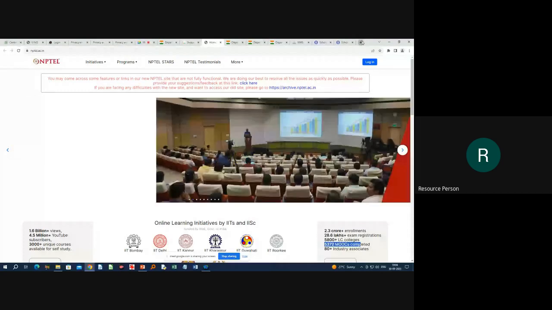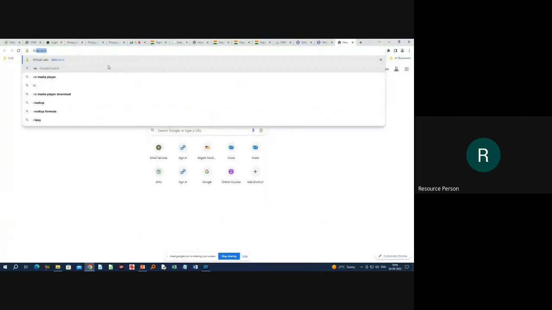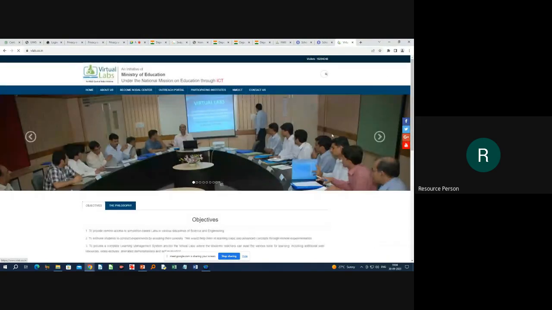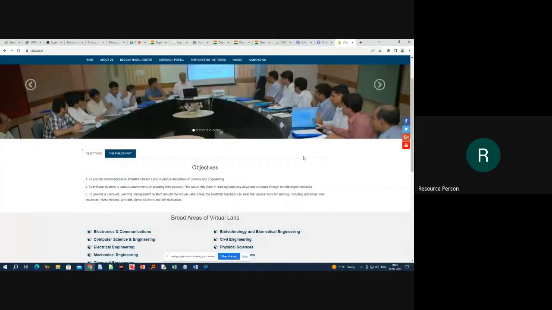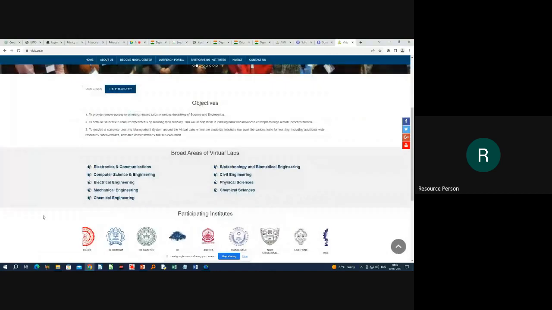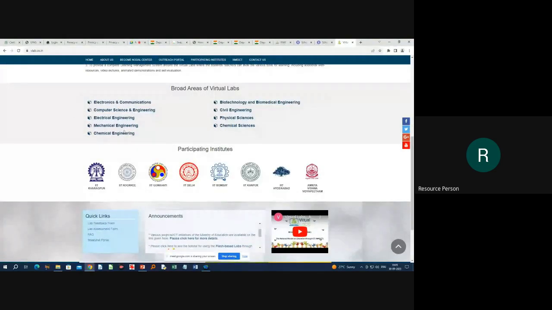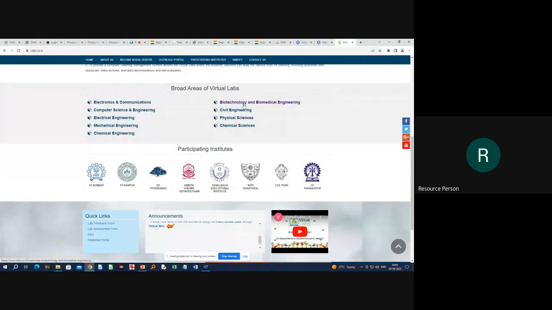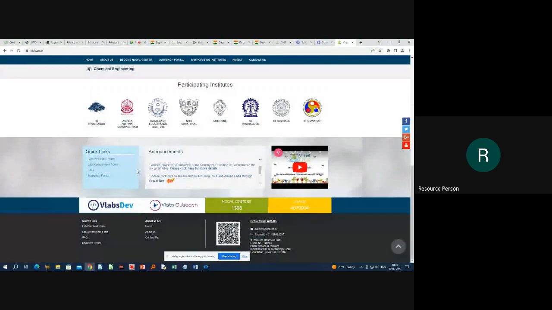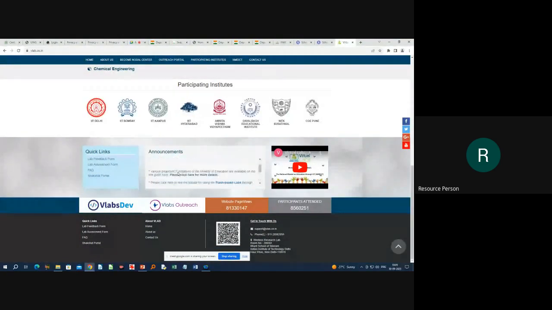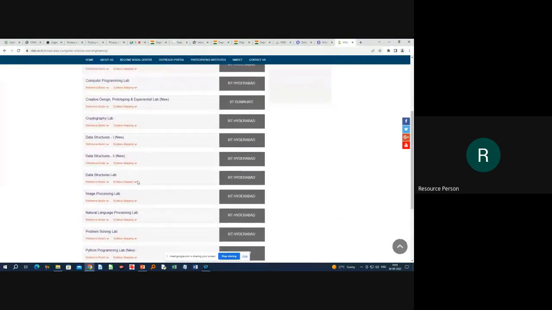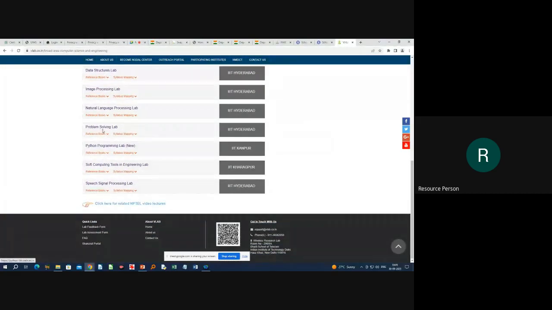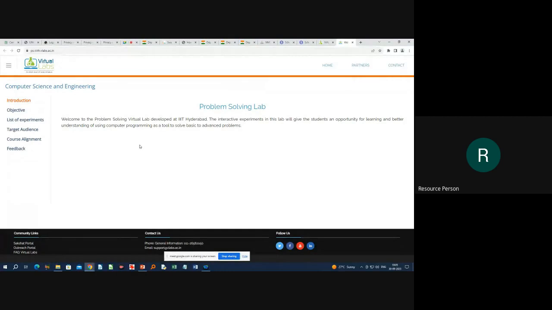The next that we spoke about was the virtual lab. So let me show you. This is the virtual lab. If you don't have a lab, or if we want to enhance the learning of our students, we can go to the virtual lab, and labs are available for so many subjects: physical sciences, chemical sciences, biotechnology, biomedical engineering, etc. And let me just open a computer science lab, right? Let me open a problem solving lab, something like that. Now, see how nicely the lab is designed.